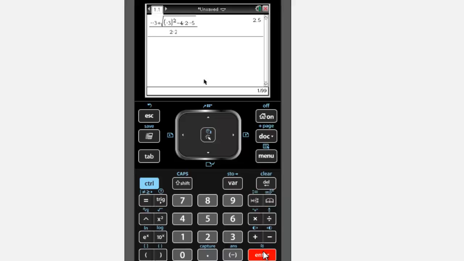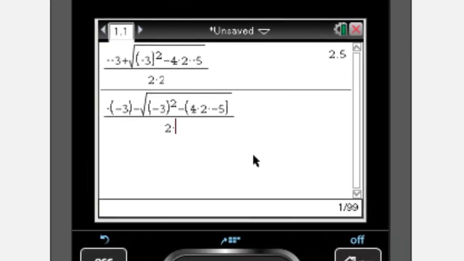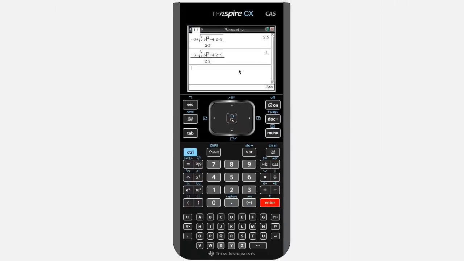Now the other solution is going to be the minus version, the plus minus in the quadratic formula. So let me go ahead and do that. And there is my other answer. So the two answers, or the two solutions for my x variable in this quadratic equation, is just going to be -1 and 2.5.